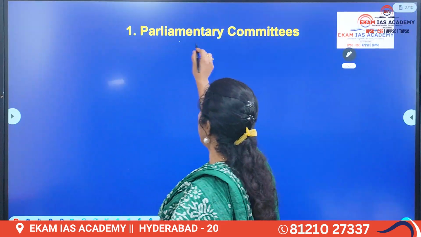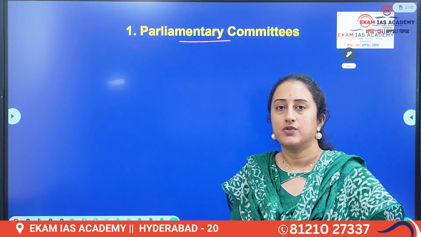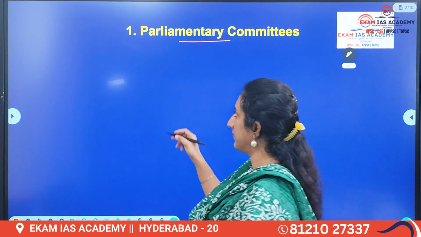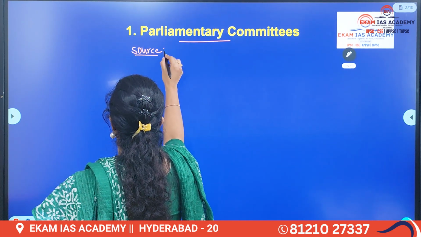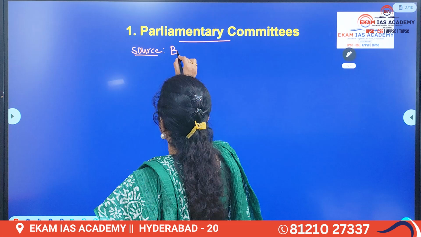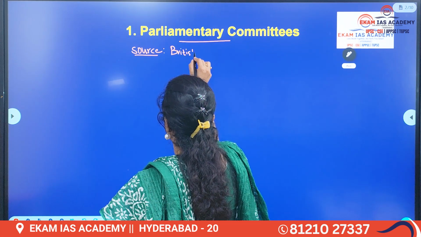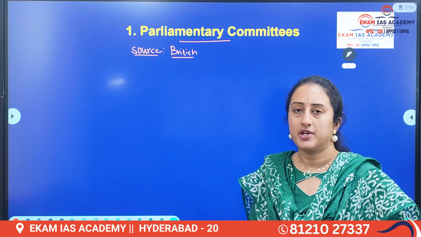So the first point of discussion is parliamentary committees. First thing we need to understand in terms of polity, when we are discussing anything, is the source of that particular feature. This was borrowed from the British Constitution. The concept of parliamentary committees was taken from the British Constitution.